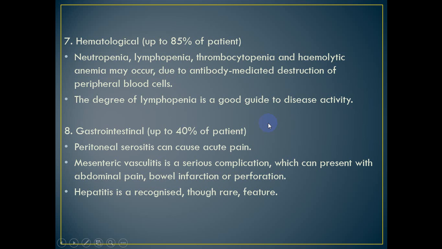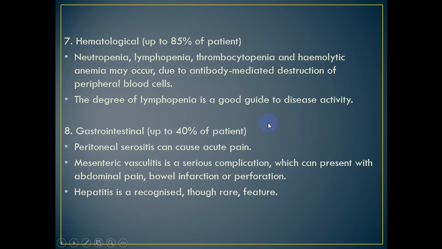Hematological manifestation. The patient could present with leukopenia, anemia, or thrombocytopenia. All of them are due to antibody-mediated destruction of peripheral blood cells. What is important is that the degree of cytopenia is a good guide for disease activity. I mean, the lower the cell count, the more active the disease and the poorer the prognosis.